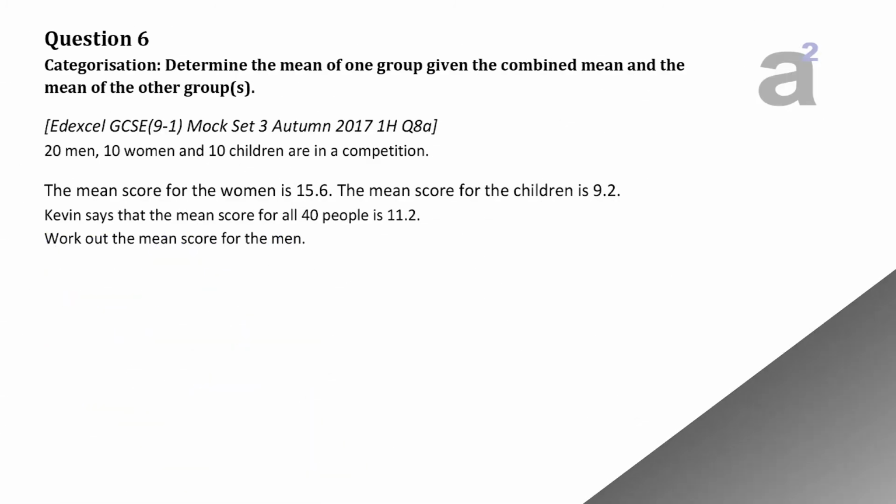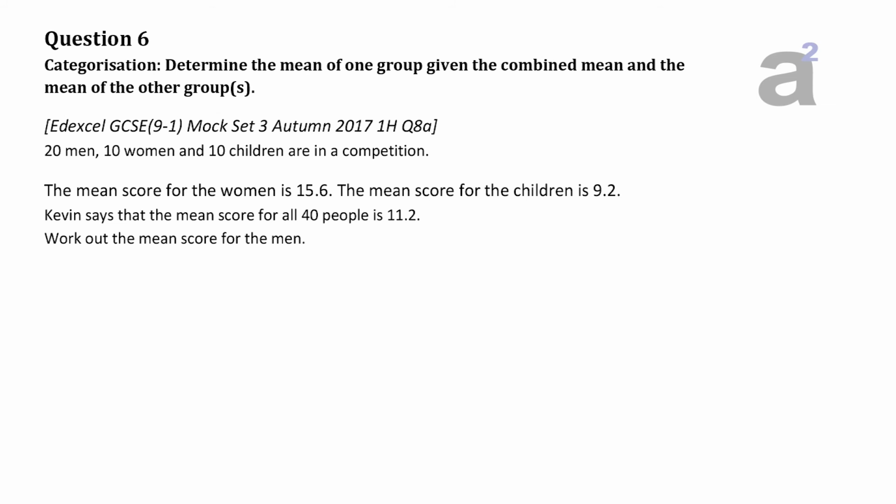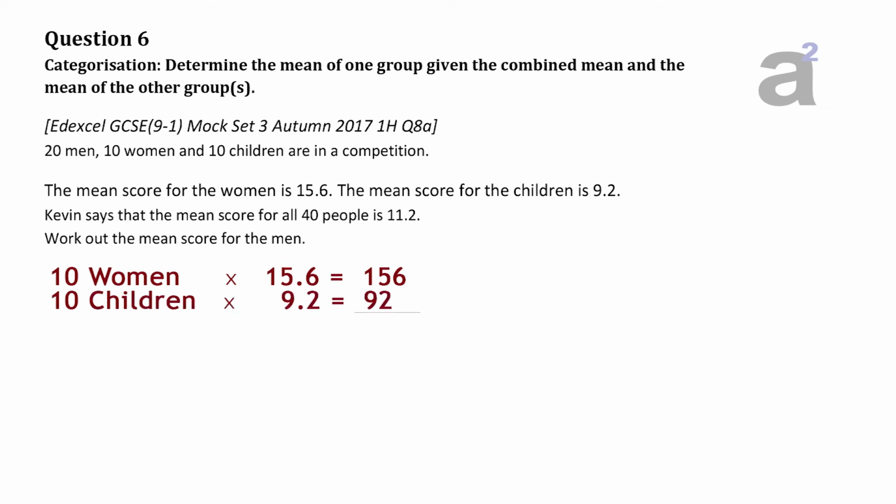See another one. 20 men, 10 women and 10 children are in a competition. The mean score for the women is 15.6. So their total will be 10 times 15.6, which is 156. Mean is 9.2. So 10 times 9.2 is equal to 92. So the sum is 156 plus 92, which is 248. Then all of them together, there are 40 people.